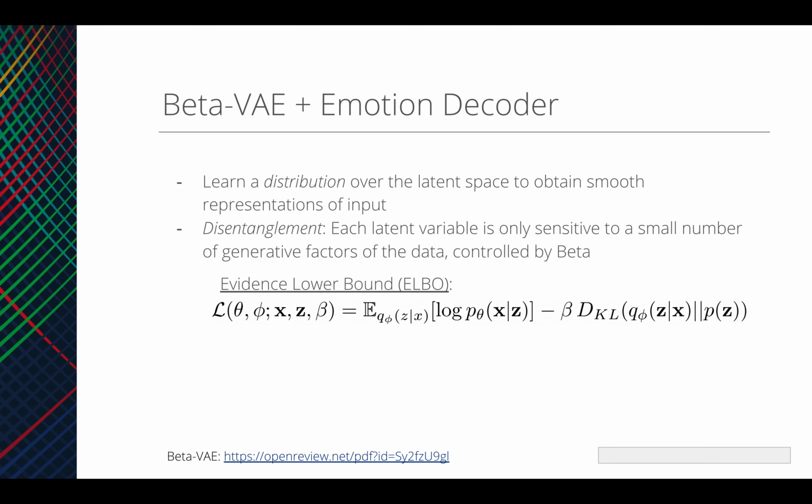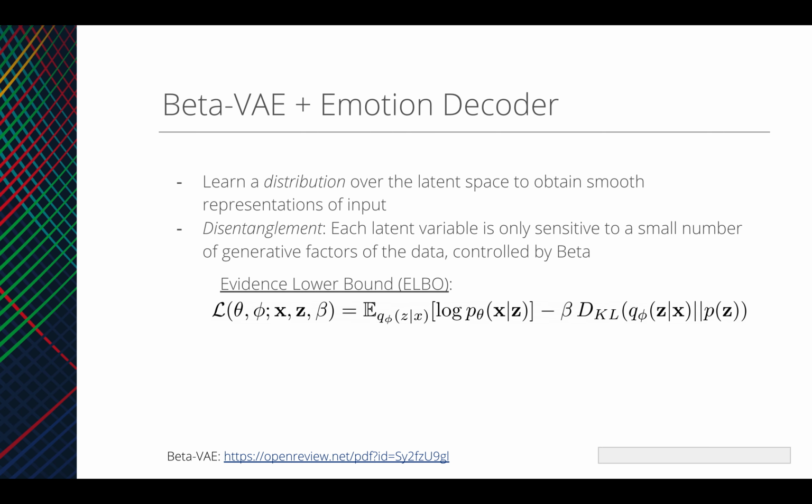In the interest of time, we focus on the beta variational autoencoder model with an emotion decoder for the results. VAEs learn a distribution over the latent space to obtain smooth representations of the input. A Beta-VAE slightly differs from a standard VAE in that it can flexibly induce disentanglement, which can control how much a latent feature is sensitive to the generative factors of our data. More specifically, the beta term in the evidence lower bound determines the extent to which regularization via the prior is cast on the variational family.